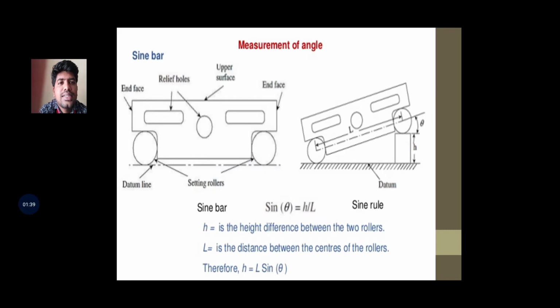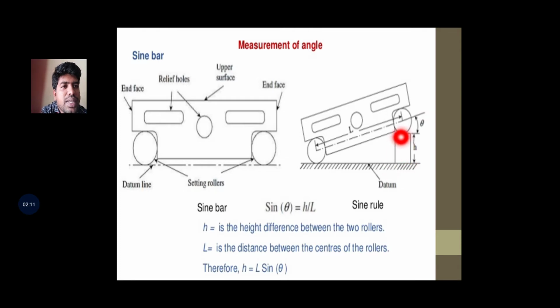So this is a sine bar diagram. We see the rollers, an end face, and these are the relief holes, and this is an upper face and this is an end face. And the bottom line will be the datum line. So in the second diagram, the sine bar is kept on the workpiece.